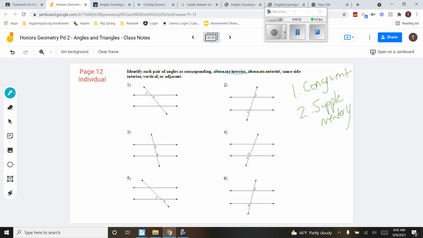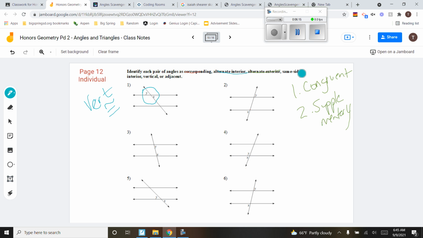Okay. Now we also have vertical and adjacent, but we should already know what those two are. Okay, so number one, see how these are just dealing with the top line. So none of those new words. Number one would just be vertical, and they are congruent. Vertical angles are always congruent.